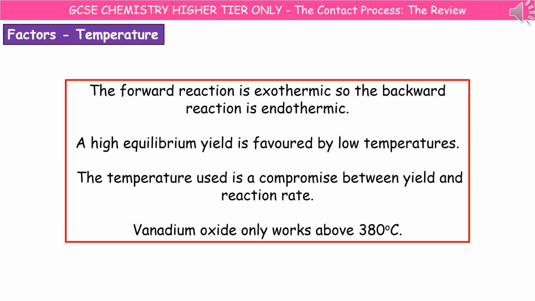One other point to bear in mind as to why we pick 450 is about the catalyst we're using. Because we're using vanadium oxide, that's only going to work if the temperature is above 380 degrees Celsius. So obviously we make sure the temperature exceeds that.